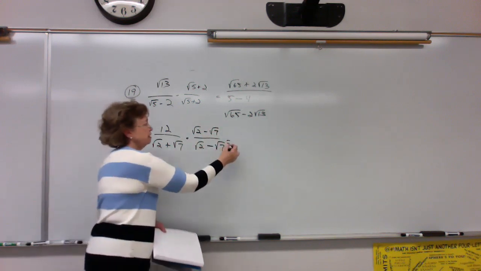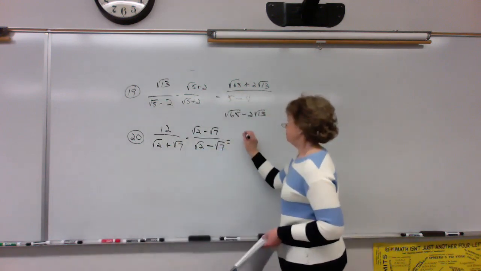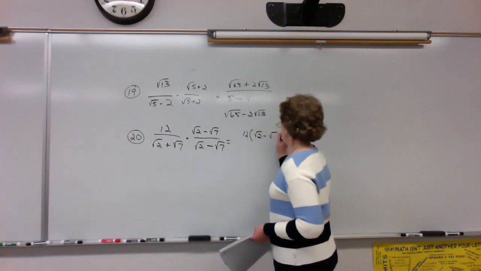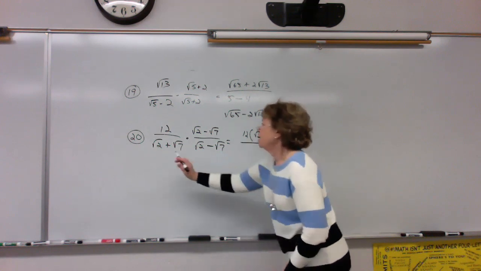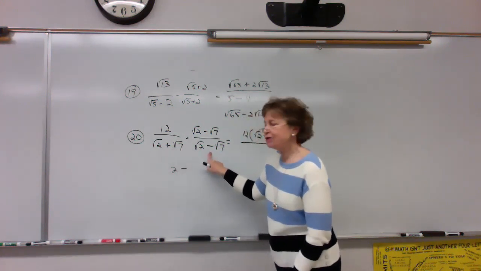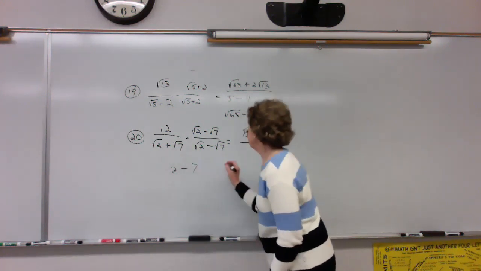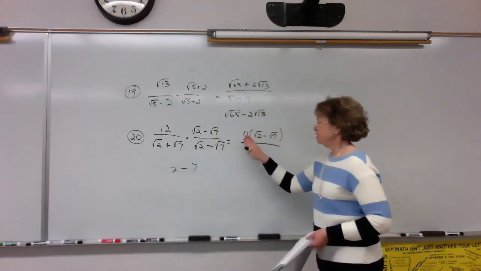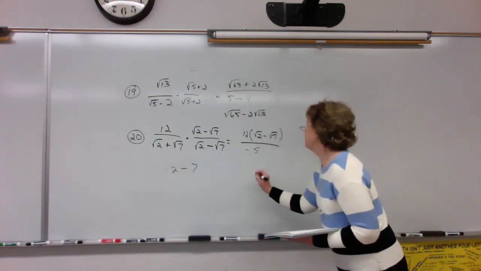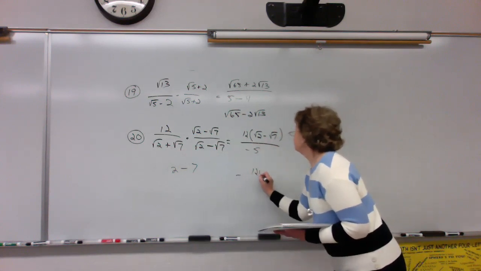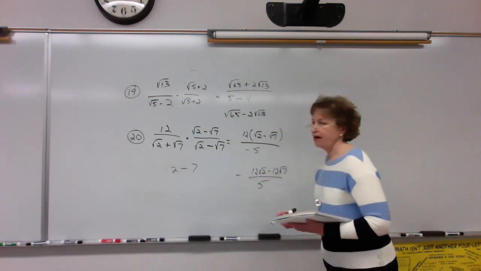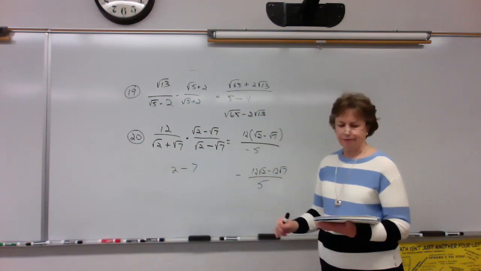And then when we do that, we have 12 times root 2 minus root 7. I'm squaring these, so 2 minus, because the positive and the negative is always minus, and 7, 2 minus 7 is going to be negative 5. Nothing reduces. I can leave it like that, or I can distribute and have negative 12 root 2 minus 12 root 7 all over 5. Make sure you get that negative sign.